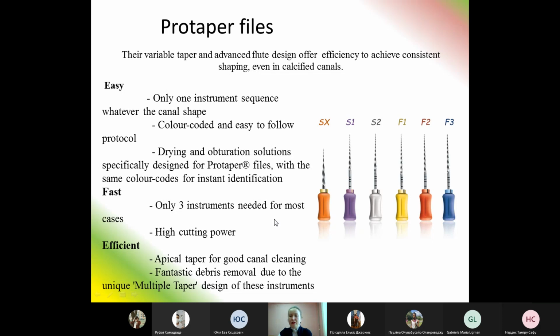It is necessary to use only 3 instruments for most cases. Because of the great taper, they can faster and more efficiently clean and shape the root canal. Apical taper for good canal cleaning, and great debris removal due to the unique multiple taper design of these instruments. So right now, these instruments are available on the endodontic market and have great usage.